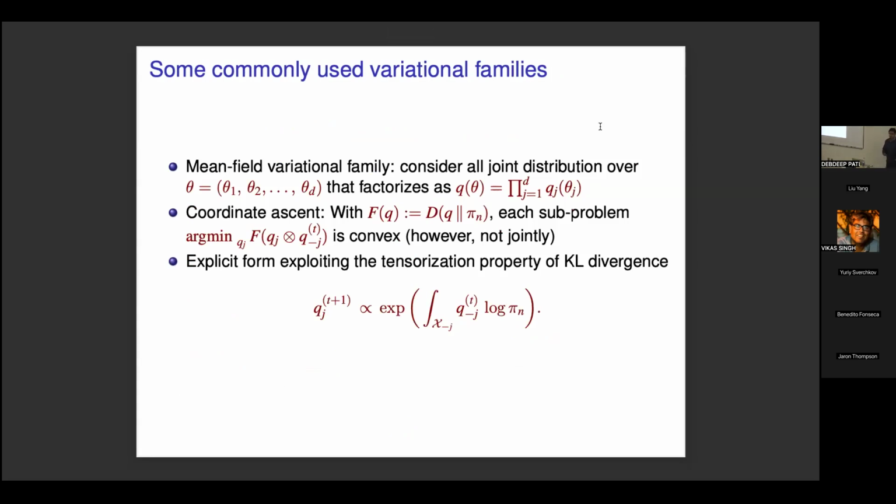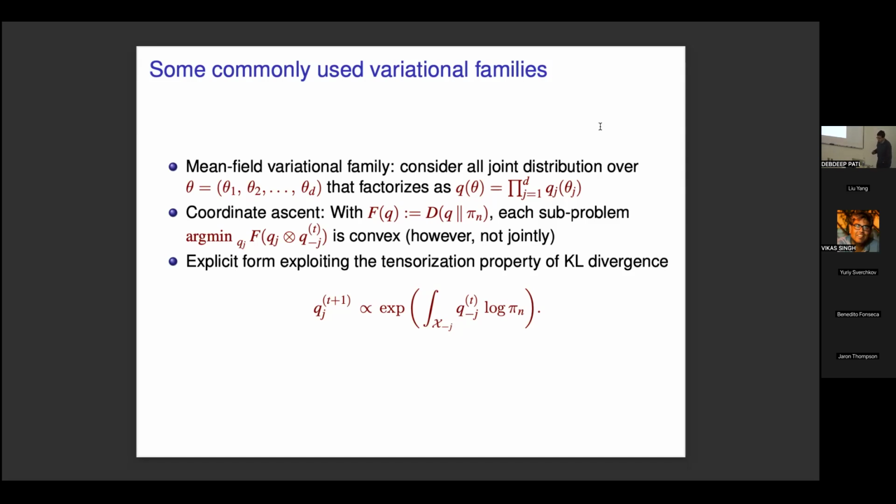So of course, the success of the variational inference methods depends primarily on the choice of variational family. One of the very commonly used families is the mean field variational family, which assumes that the distribution on theta, which is d-dimensional, factors into individual marginals. Of course, this family is popular not because it's a very good approximating class, but because one can optimize the KL divergence over this space quite easily.